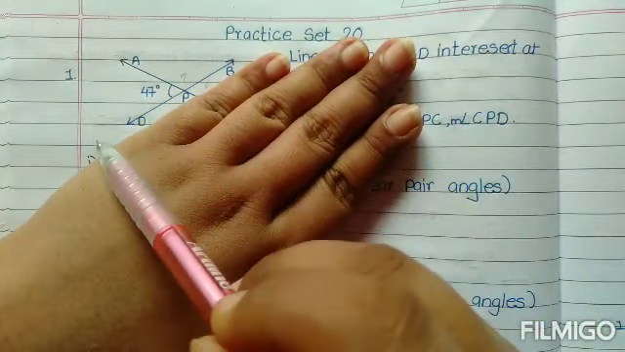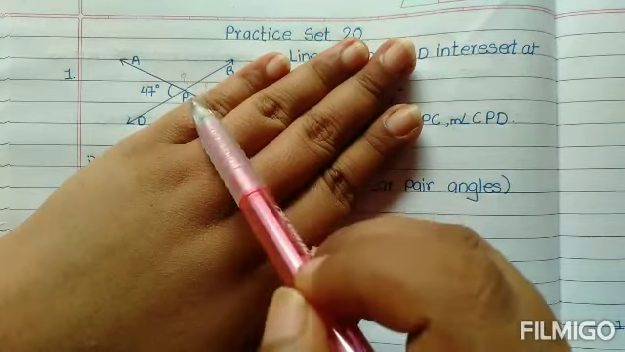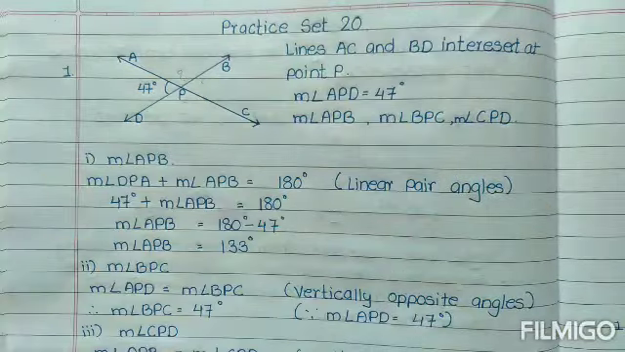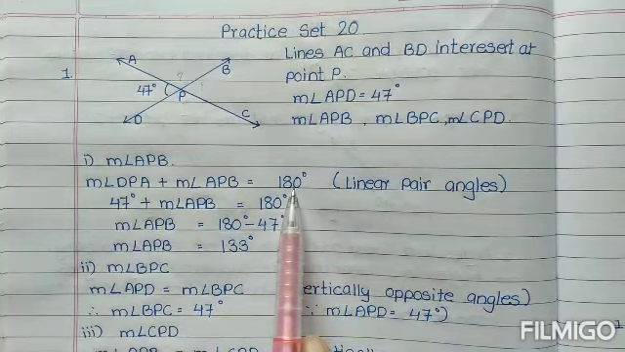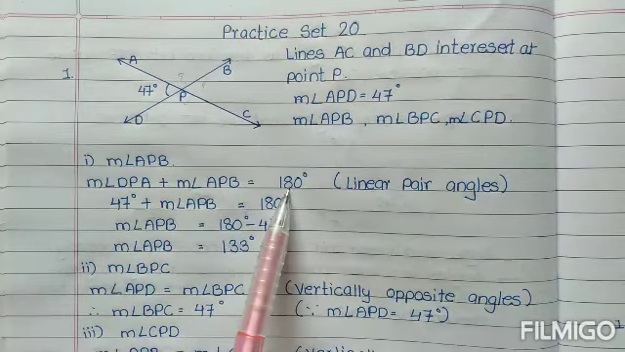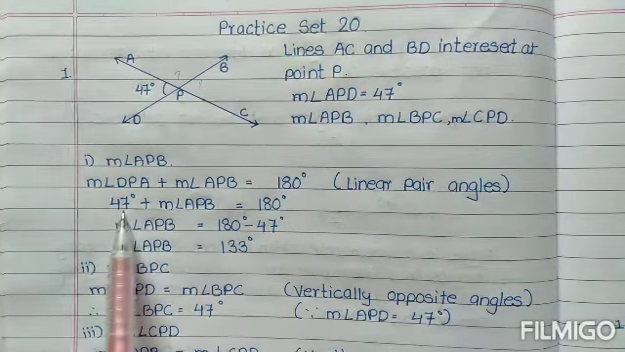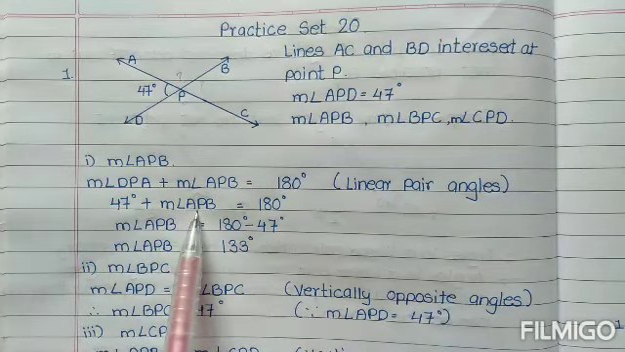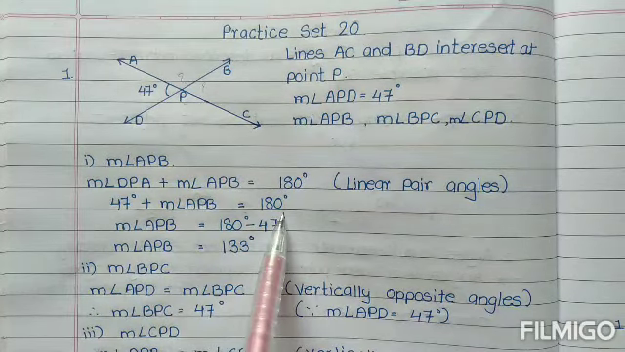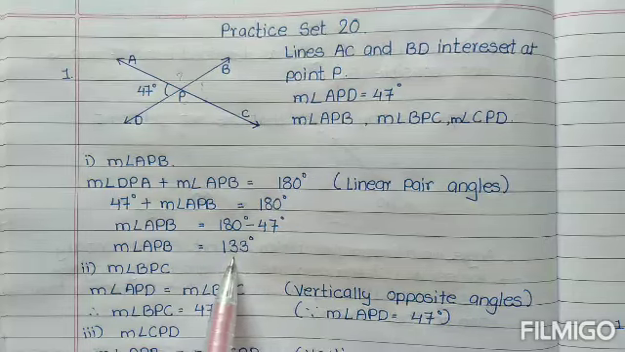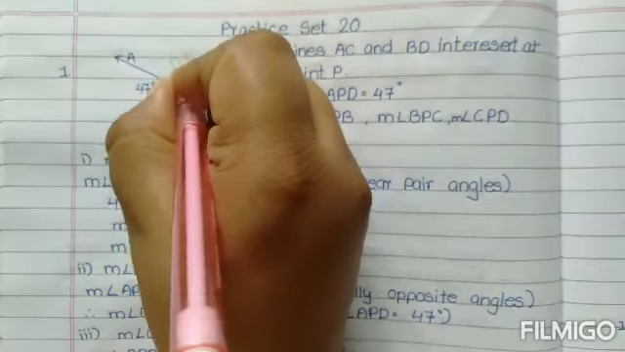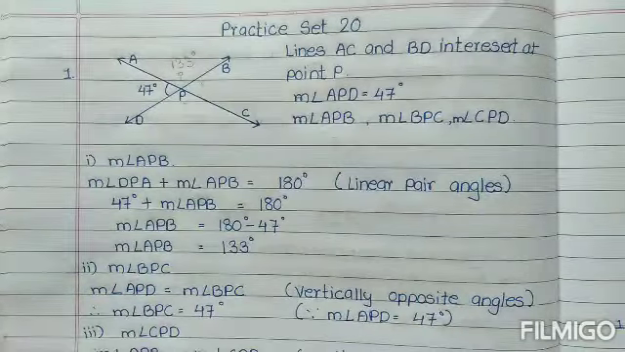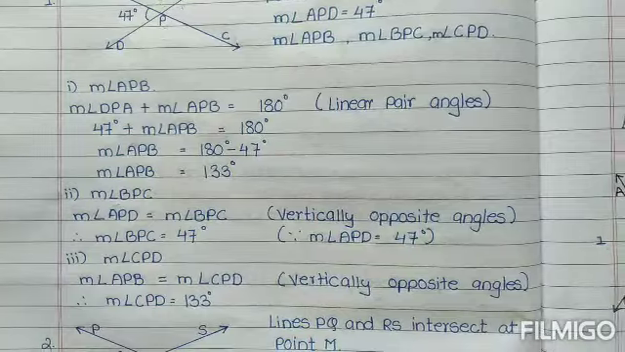Angle APD and angle APB are linear pair angles. Linear pair angles are supplementary, so the sum is 180. 47 degrees plus the measure of angle APB is equal to 180. 180 minus 47 is how much? 133 degrees. So what is the measurement of this angle? 133 degrees.